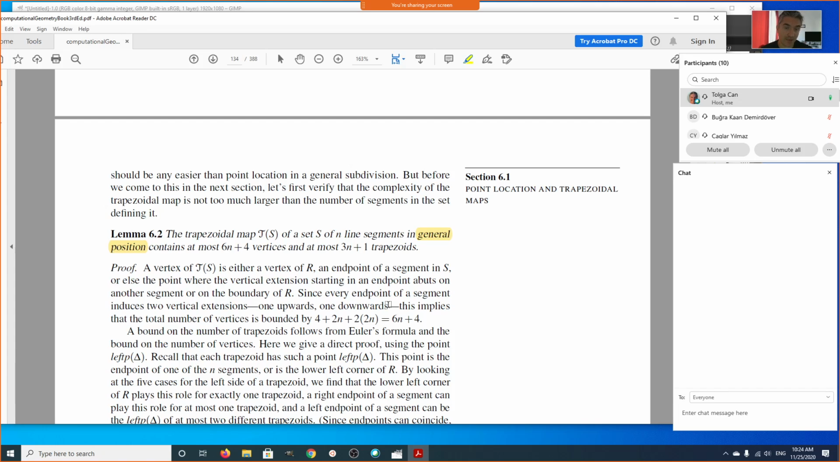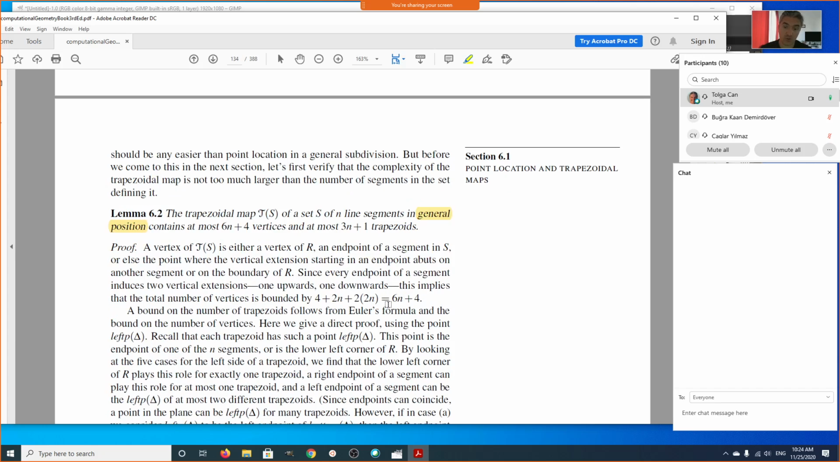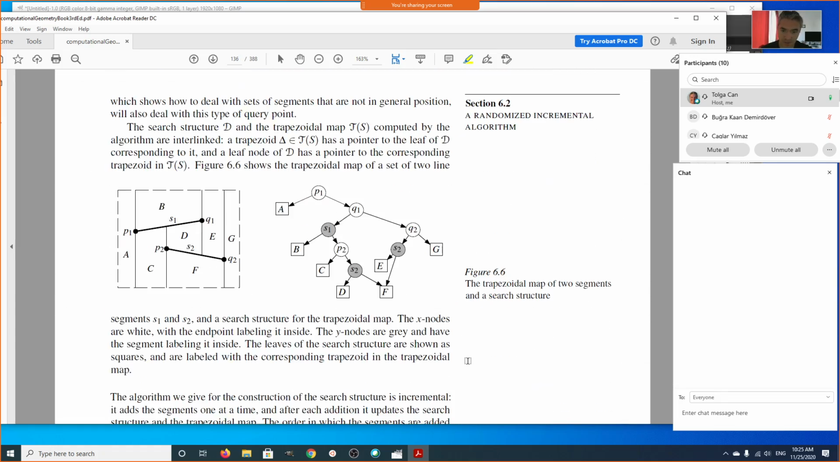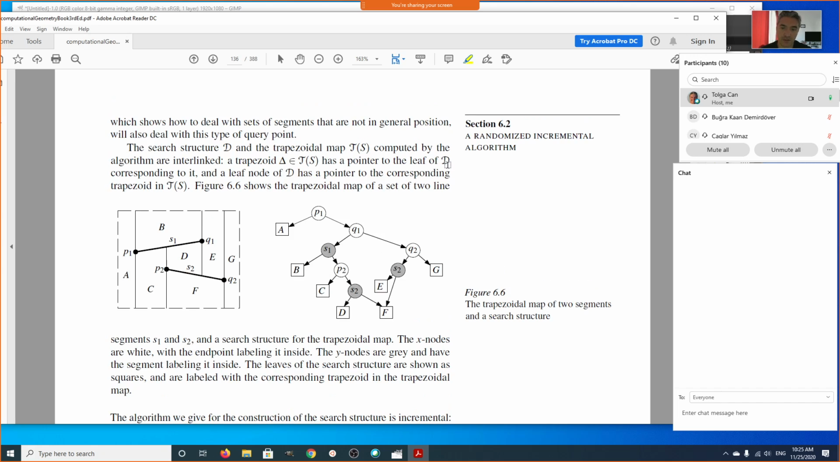That's the trapezoidal map. What about the search structure? The search structure could still have more complexity, because there are many intermediate nodes. The same segment can be used as multiple intermediate nodes. We had that, right? If you remember the figure in this randomized incremental algorithm, the segment S2 is used twice as an intermediate node. So the intermediate nodes may be duplicated. This brings us to the question: what is the complexity of the search structure then?